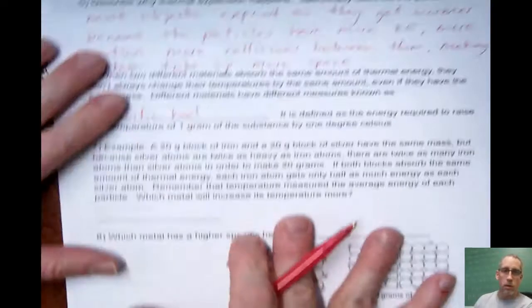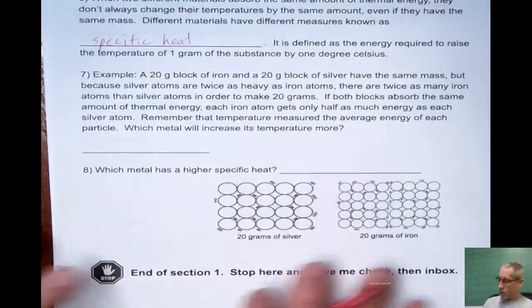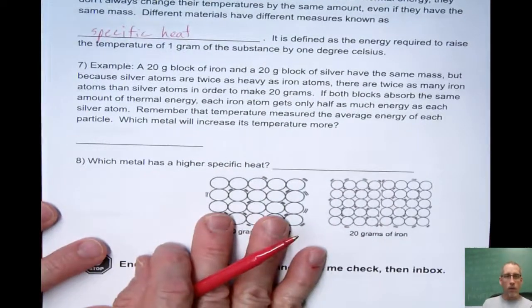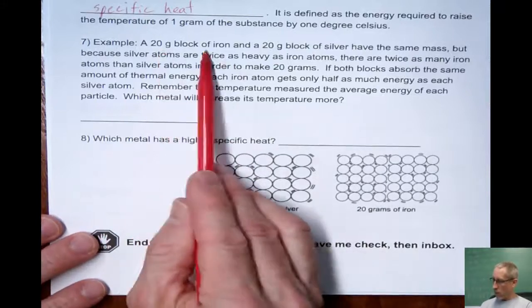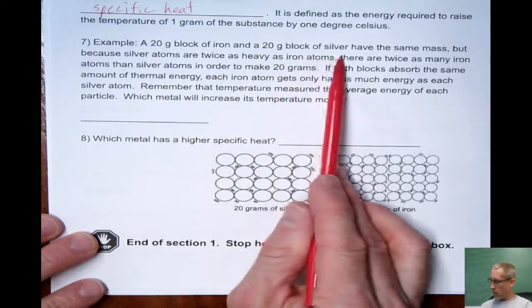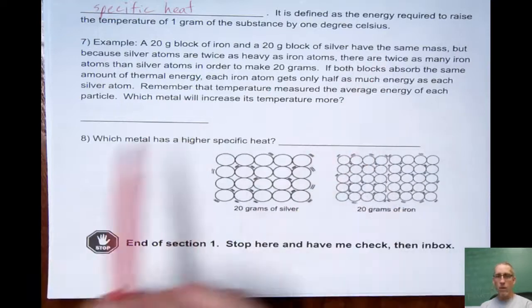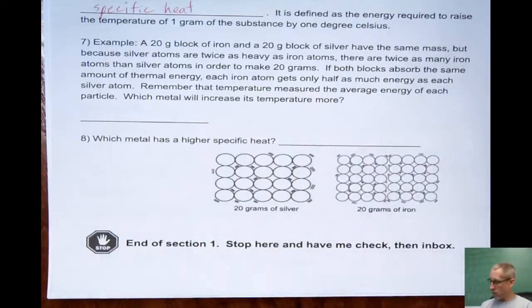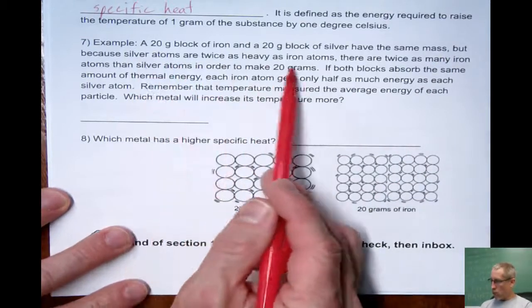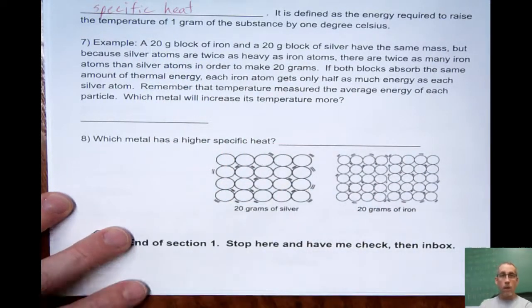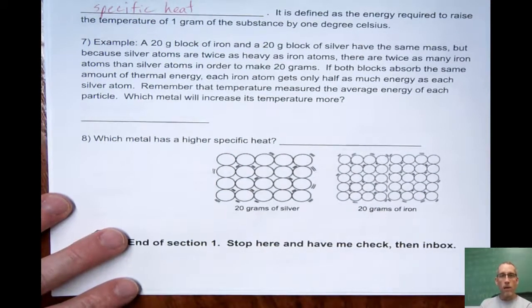So let's look at this example here, and I described it in words, and I've also shown you a little diagram that I think is really helpful. So if we have a 20-gram block of iron and a 20-gram block of silver, that means they have the same mass, the same number of grams, but silver atoms are twice as heavy as iron atoms. If we go back to the periodic table, remember that from earlier in the year, we would find that a silver atom is about twice the mass of an iron atom.